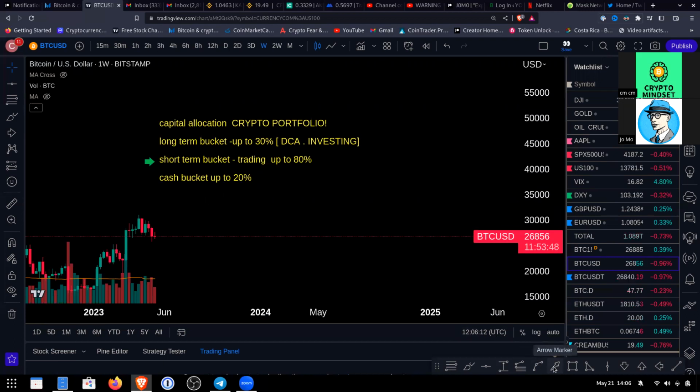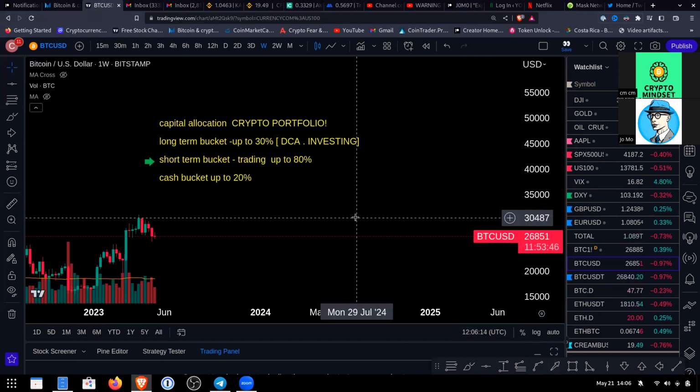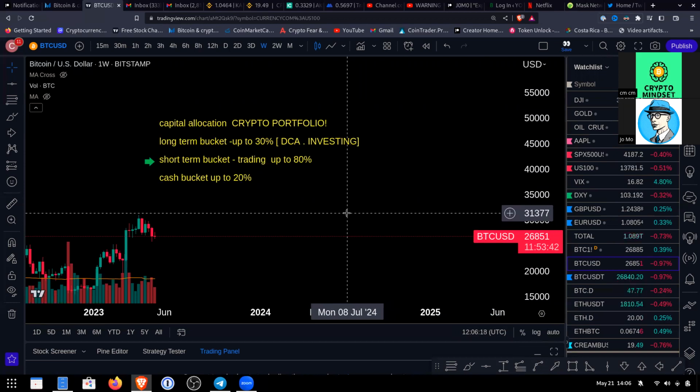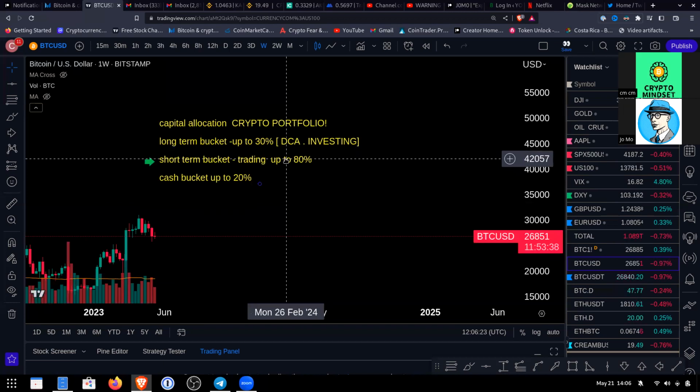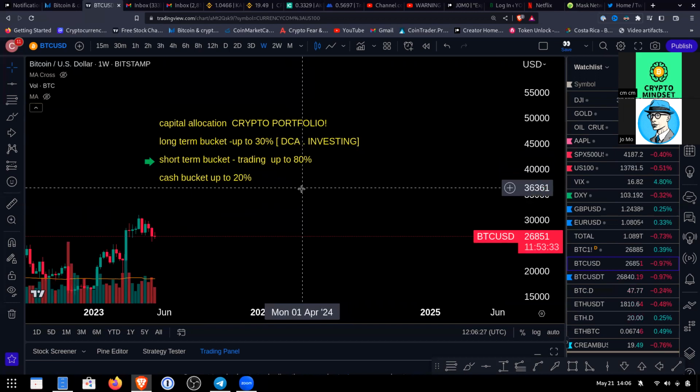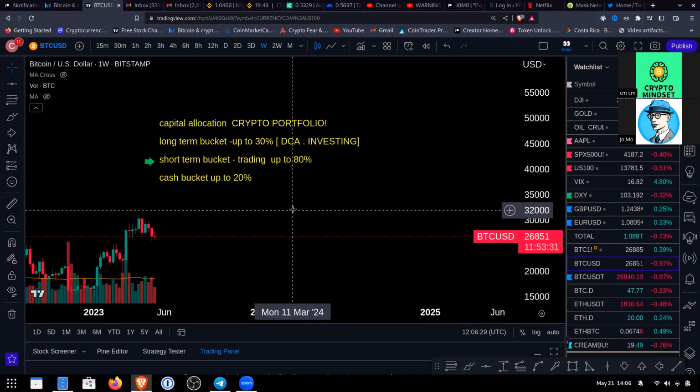Now people will say, hey, CM, JOMO, your math is bad. 30% plus 80% is already 110%. That is why it's up to 30% for long-term investing and up to 80% for trading, right? You need to understand you have 100% capital, no more than that. So you need to allocate it smartly.